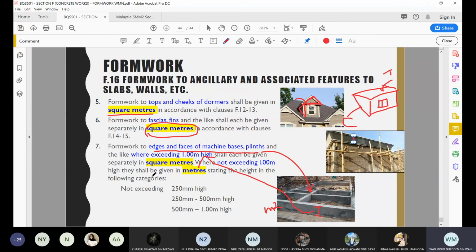And where not exceeding 1 meter high, they shall be given in meter. Kalau kurang daripada 1 meter, unit dia dalam meter. Okay, setting the height in the following categories. Macam biasalah kategori ni. Okay. So that's all for SMM2 explanation for the clause F on the section on the in-situ concrete reinforcement and formwork.